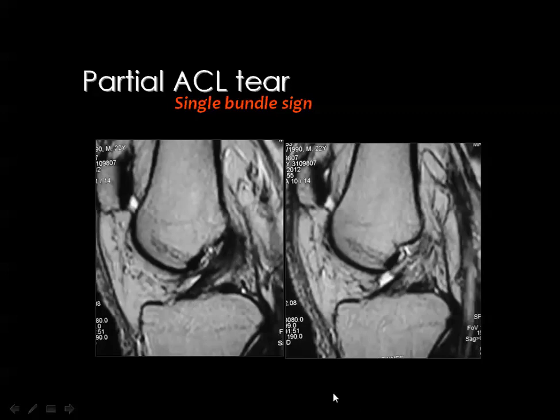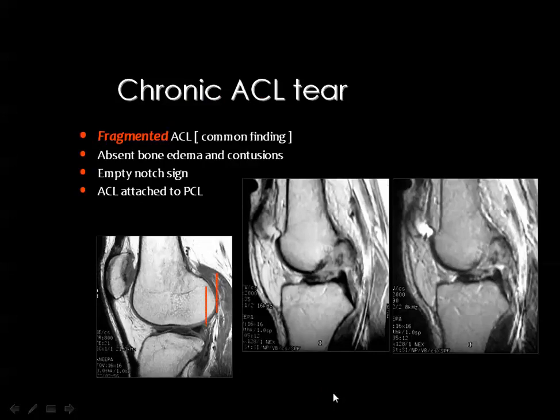This is a single bundle sign. What are the diagnostic criteria of chronic anterior cruciate ligament tear? The most reliable sign is the fragmentation of the ACL.